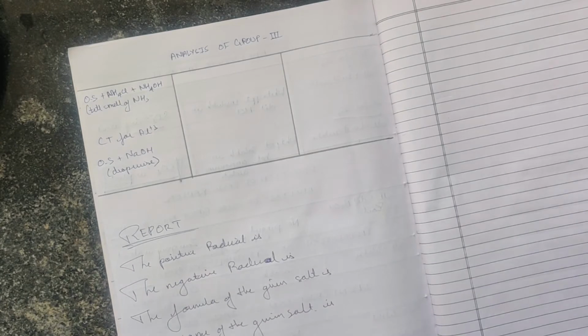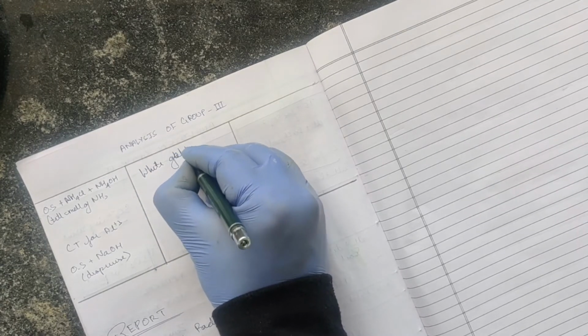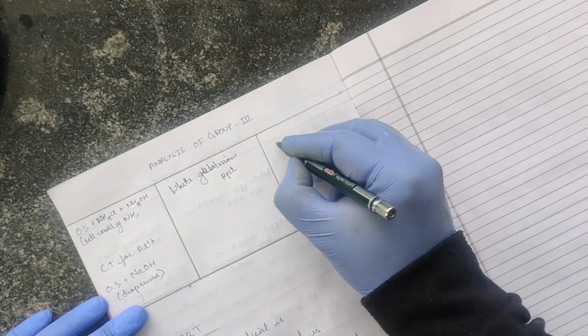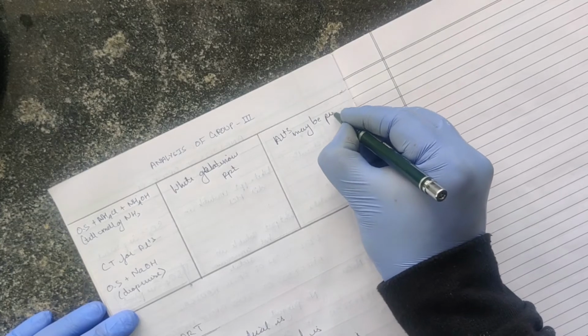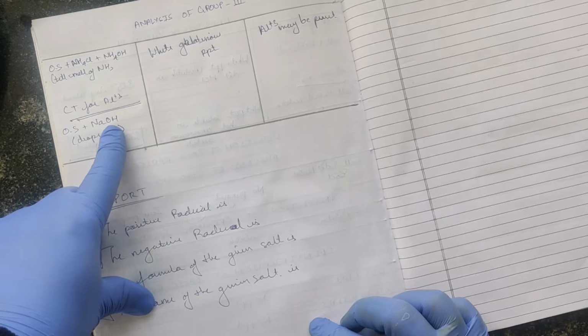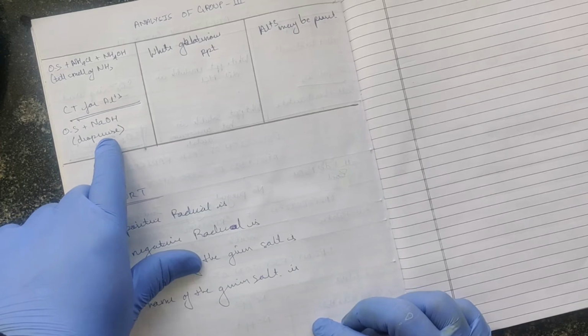So here I can conclude, directly write it as, white gelatinous precipitate, Al plus 3 may be present. Now the next is the confirmatory test for my Al plus 3, right? For that confirmatory test, what should be done? OS plus NaOH, dropwise. Now the NaOH that you are adding should be added dropwise.